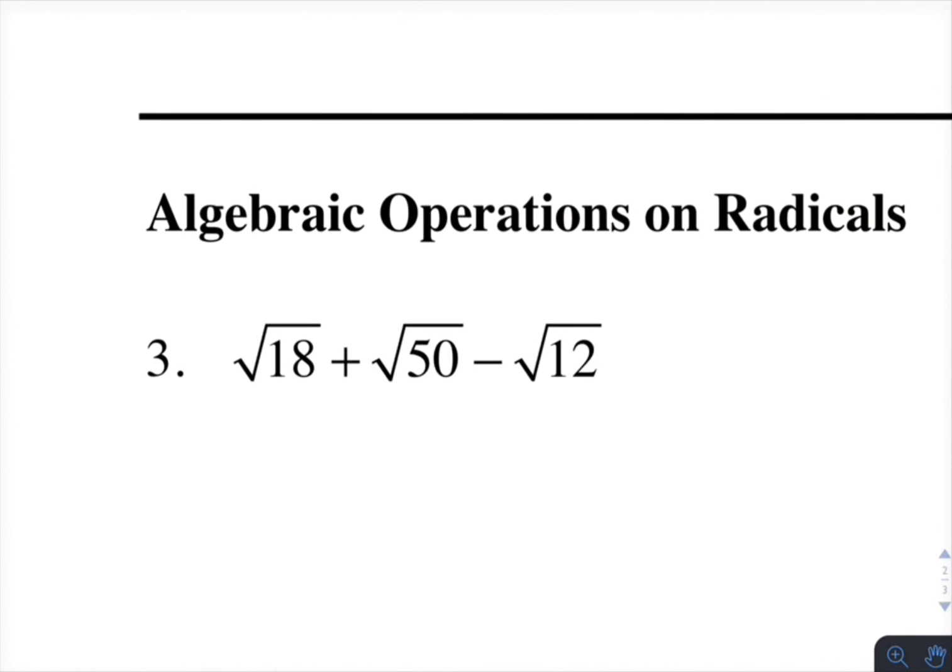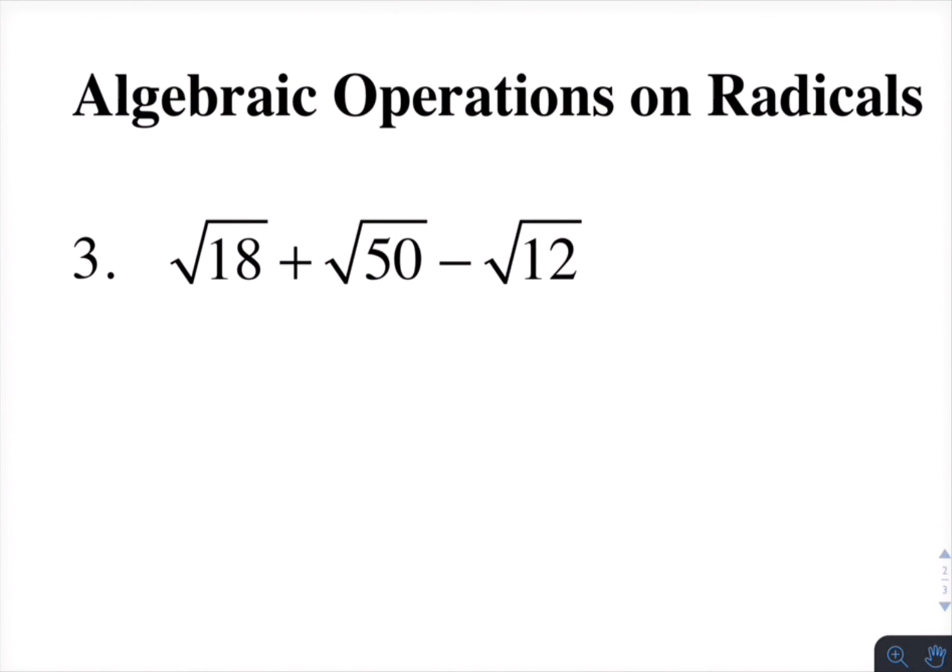Lastly, let's do a few algebraic operations. So in order to add roots, they must be like. So we can add a root 2 to a root 2. We can add a root 7 to a root 7. So in order to see if these are like radicals, we should first simplify them.